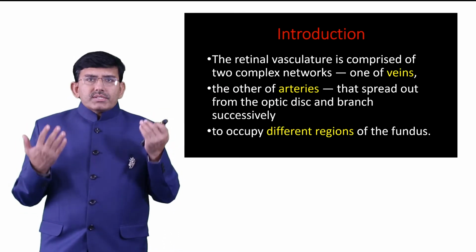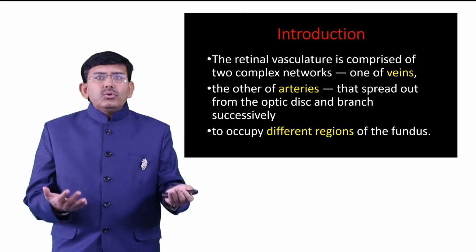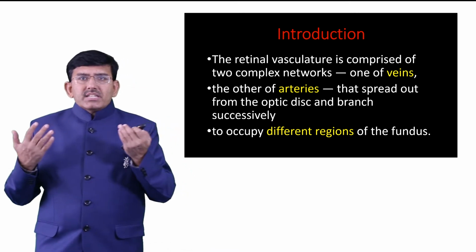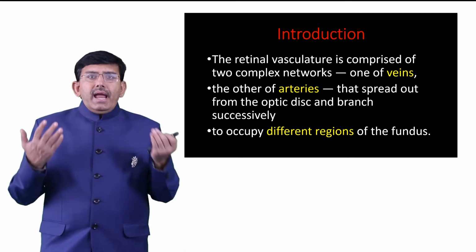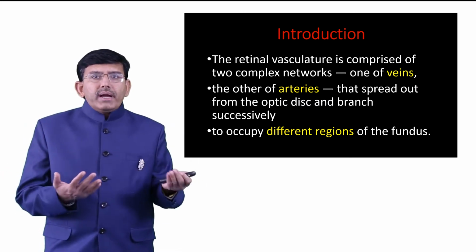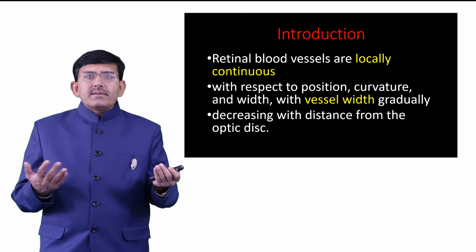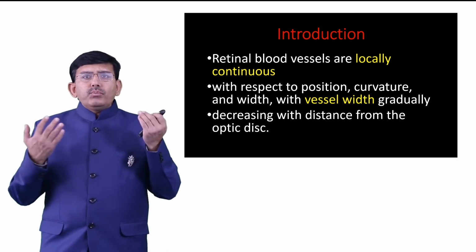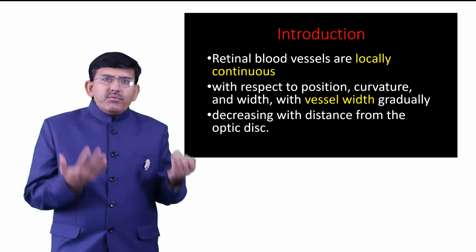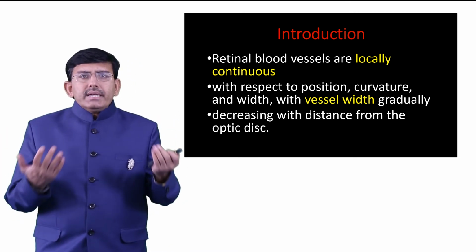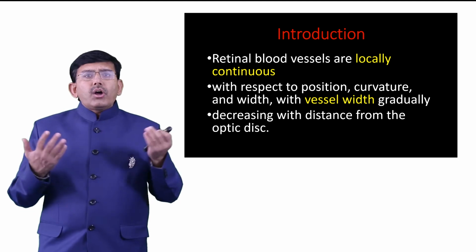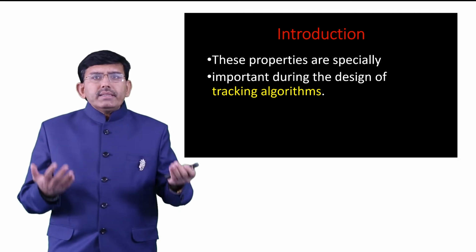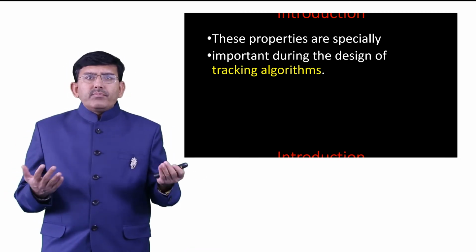The retinal vasculature is comprised of two complex networks, one of veins and the other of arteries, that spread out from the optic disc and branch successively to occupy different regions of the fundus. Retinal blood vessels are locally continuous with respect to position, curvature and width, with vessel width gradually decreasing with distance from the optic disc. These properties are especially important during the design of tracking algorithms.